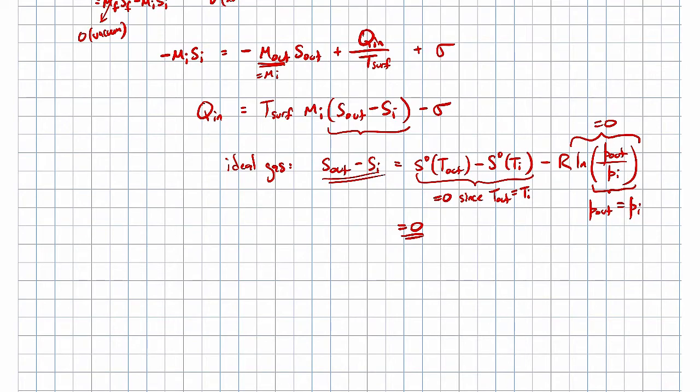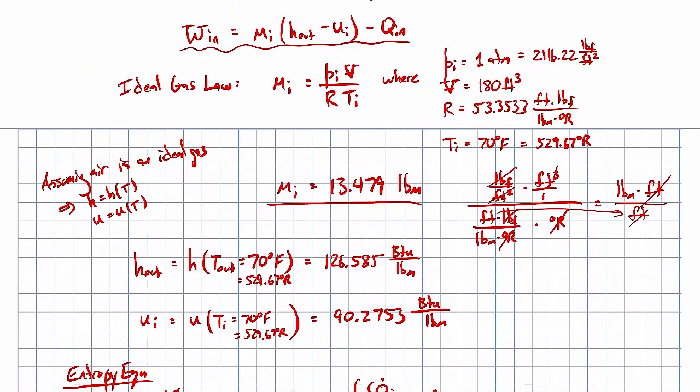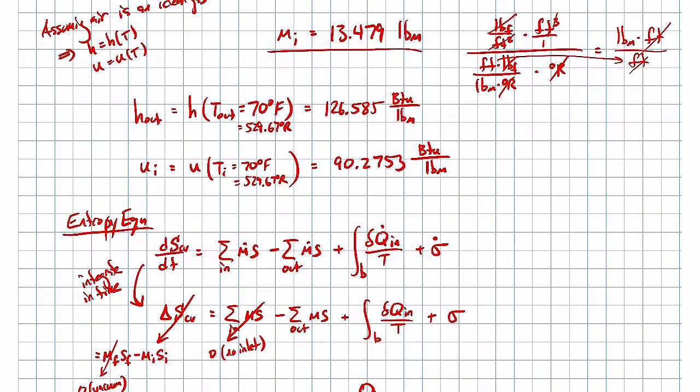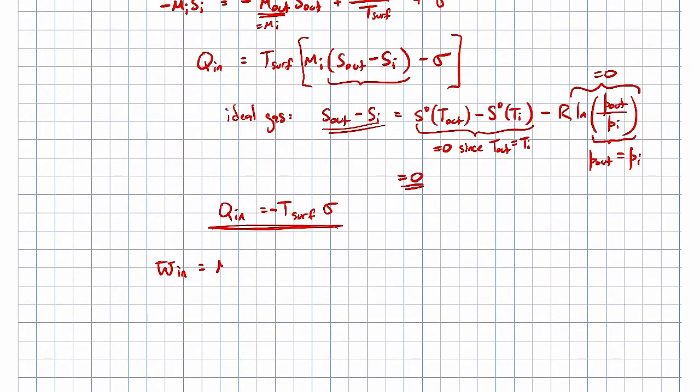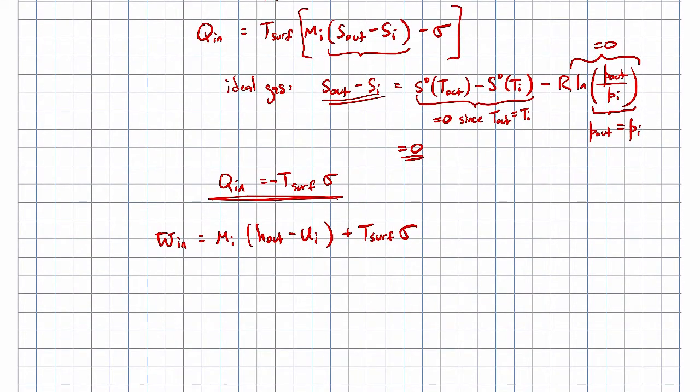So then what we're left with, oh, I made a mistake. This should have square brackets there. So then what we're left with is Q in is equal to T surface times the entropy production term. And there should be a minus sign. Okay. So we can go ahead and make use of that and plug it back into our work equation that's right up here. So we're going to substitute in for that. Let's do that and see what we get. So W in is equal to, apologize, I have to scroll back and forth, the initial mass times H out minus U initial minus the heat transfer term. So this will be T surface times entropy production. I'm just going to go back and double check. Yeah. So this now is our work.